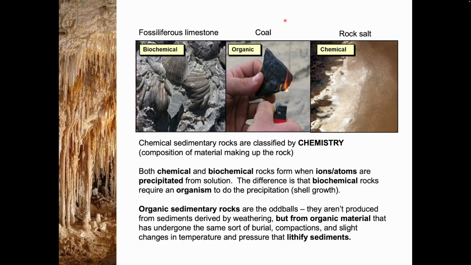Three types of sedimentary rocks are fossiliferous limestone, which is a biochemical rock; coal, which as I said is an organic sedimentary rock, not a mineral, it's a rock; and then rock salt, which is an example of a chemical sedimentary rock. Salt ions are deposited as a rock as water evaporates over time, and that deposits the salt as a layer on the bottom of a dry lake bed, for example.